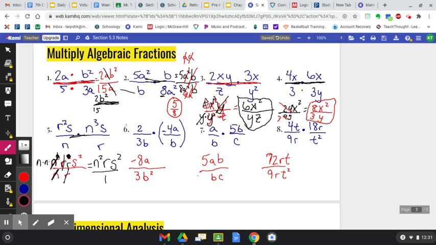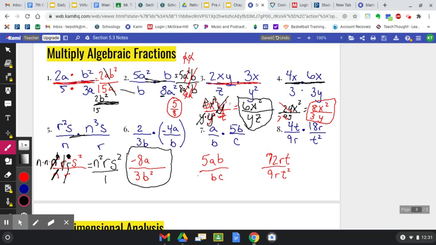In number 6, there was nothing to simplify, right? 2 times -4 was -8, and then you had an a on top, and then on bottom you had 3 with 2 b's, so b squared. No common factors between 3 and 8 other than 1, so that doesn't help me. So this is actually the final answer.